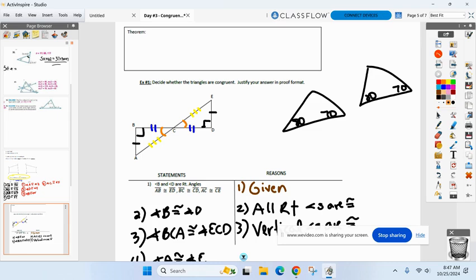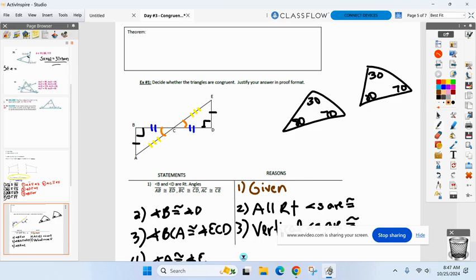Anybody want to do a quick mental math there? I got 80 and 70, that's 150. So how many do I have left in this triangle? So you're telling me if 2 pairs of angles are equal, so are the third pair? That's what you're showing me here, right? If 2 pairs of angles are congruent in a triangle, the third pair must be congruent.